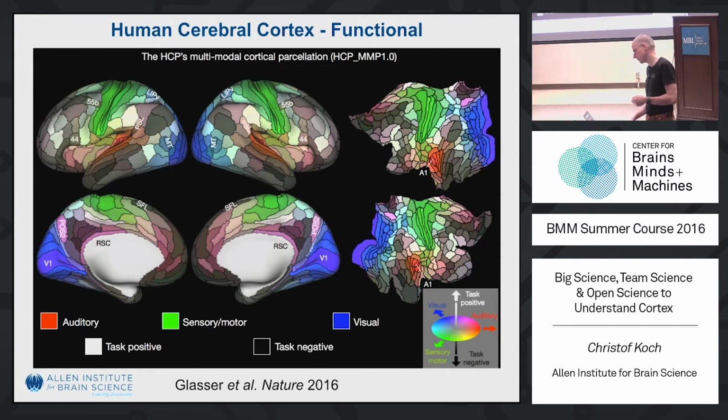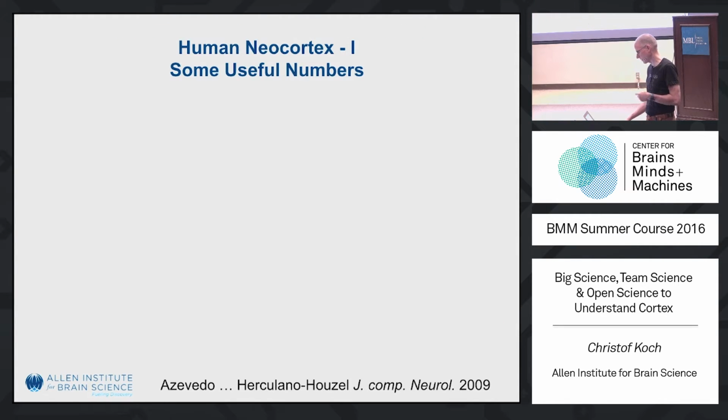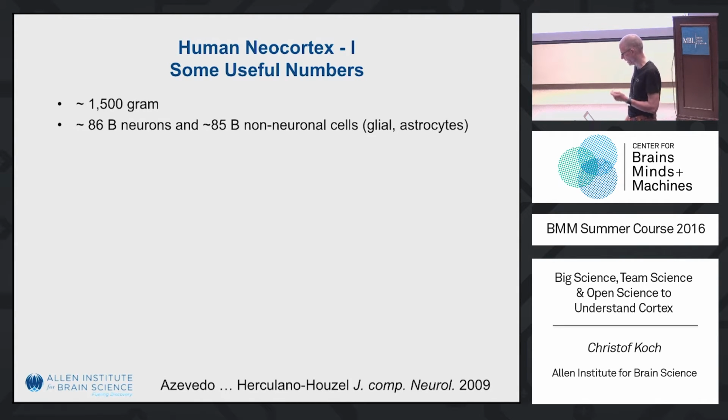Same thing in neuroscience. As our tools become better, we see more and more complexity. So now we have 180 functional areas, 750 structural areas. Here are some numbers that I always taught at Caltech, because I think these numbers are really crucial to remember. So it's 1.5 kilos, our human brain. 86 billion, this comes from the lab of Herculano-Houzel, roughly 86 billion neurons, and the same number of glia and astrocytes and non-neurons.